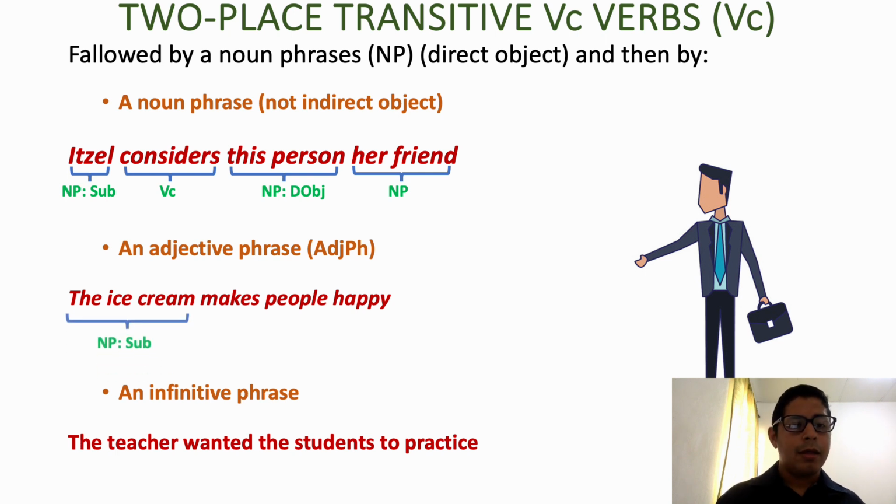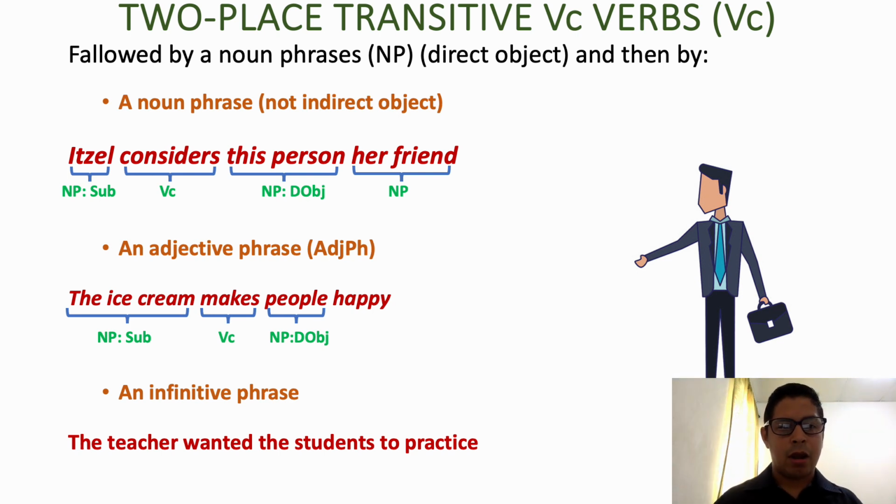Okay. An adjective phrase, for example, if we pay attention here, the ice cream, that is the noun phrase functioning as the subject, makes, VC verb. People, that is the direct object, the noun phrase functioning as the direct object. Happy, that is an adjective phrase. And if you pay attention, this adjective happy tells you more details about the ice cream. Basically, it's a subject complement. And the last one is an infinitive phrase.